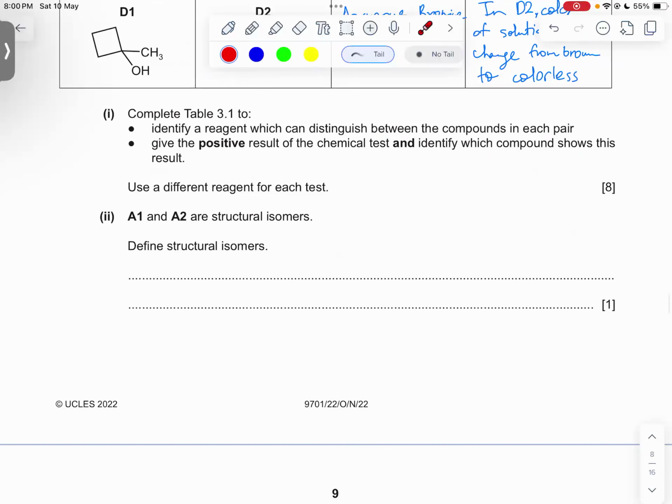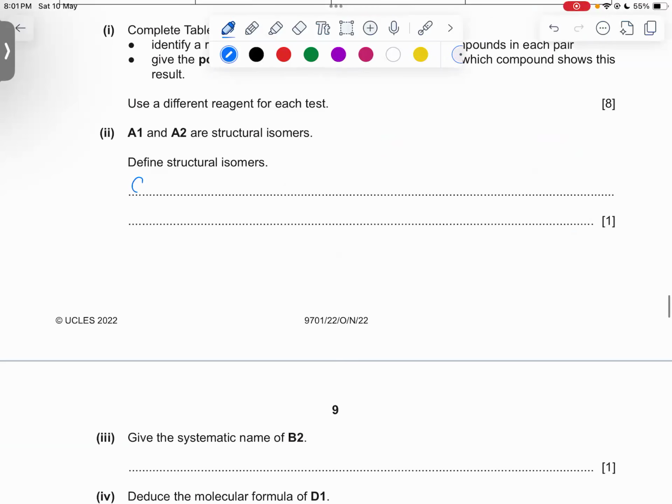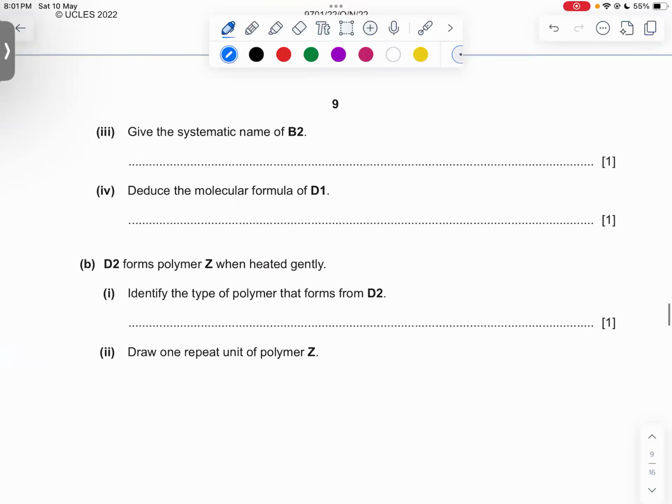All right. Next question. A1 and A2 are structural isomers. Define structural isomer. Compounds having the same molecular formula but different structures. Full stop.